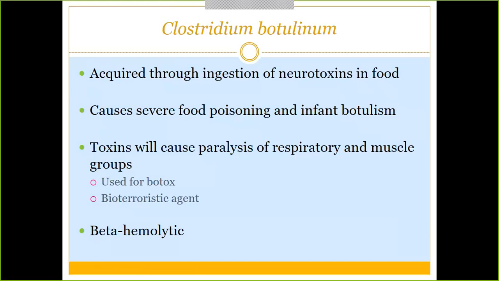But the problem with this also is if you find the neurotoxin still left behind in the food, it will also cause you extremely severe food poisoning and infant botulism. So it can be seen through maybe formula, baby formula. The toxins are also potentially bioterroristic, to be launched as bioterroristic. So when this grows, it will be beta hemolytic on the agar when it grows.